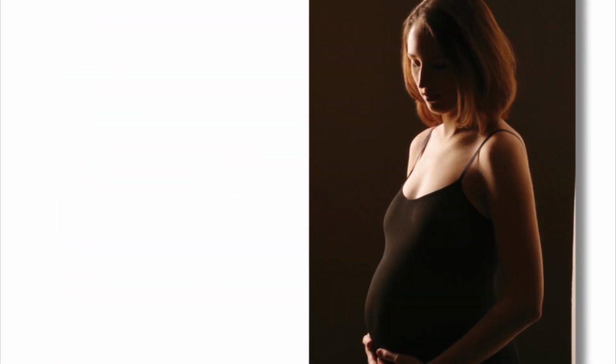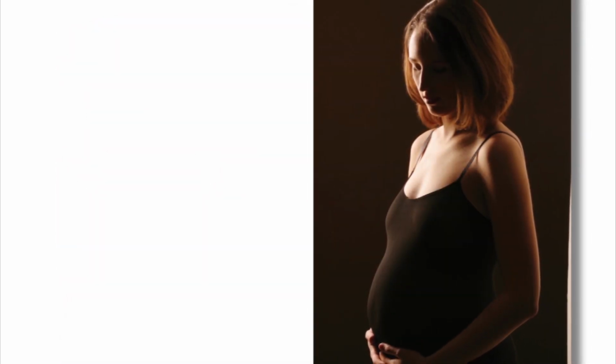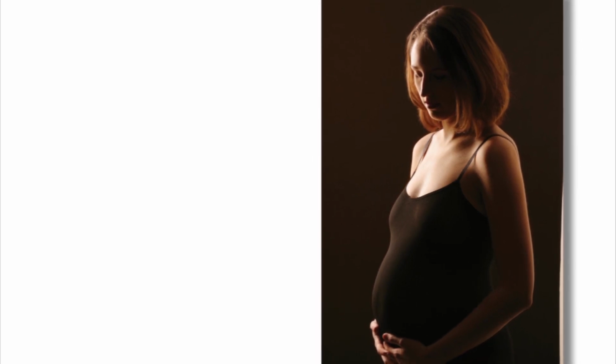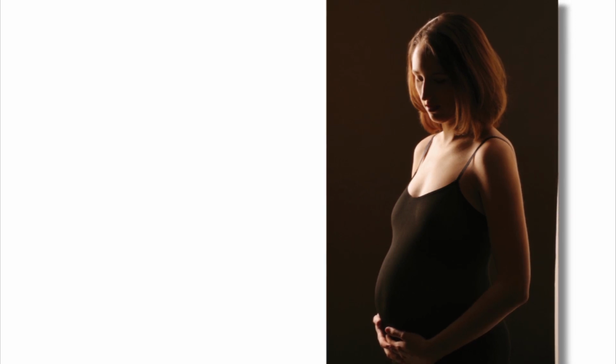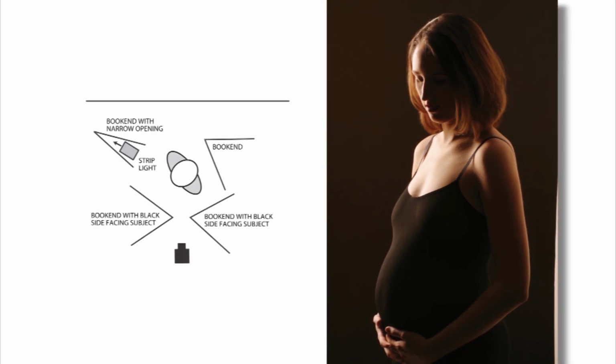The opposite of high key is low key, in which the majority of tones are darker than middle gray. Here, I placed a strip light inside the V of a bookend at camera left. Another bookend at camera right bounced light onto the subject's back. The other bookends were placed to absorb most of the spill. The camera was set between them.